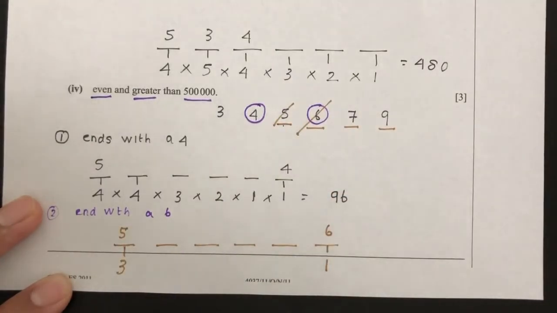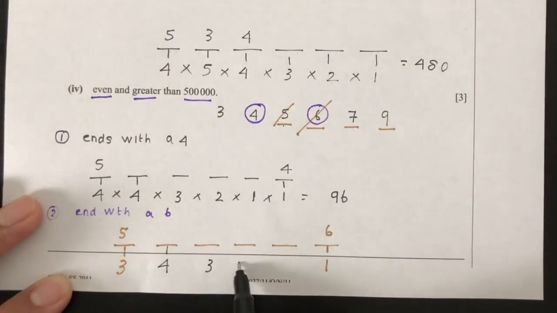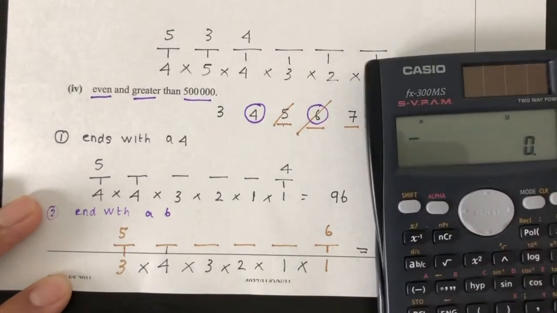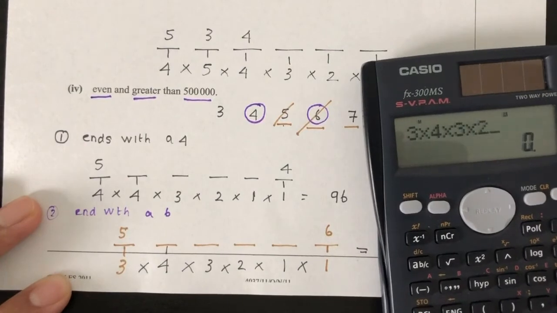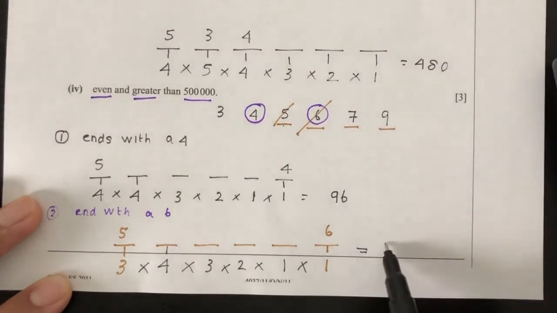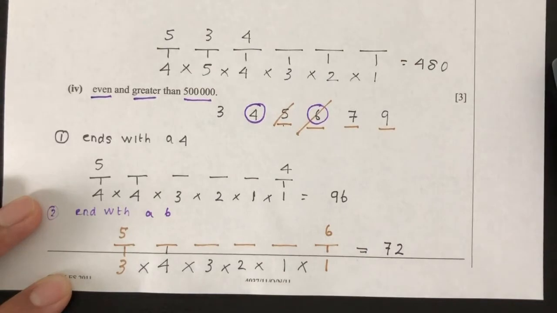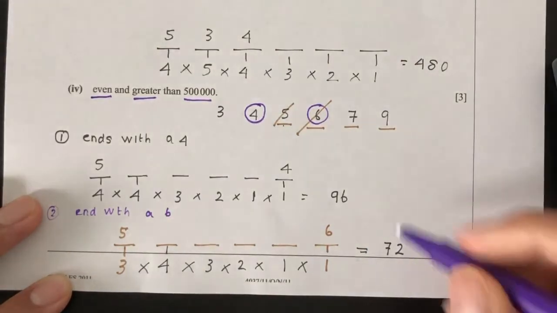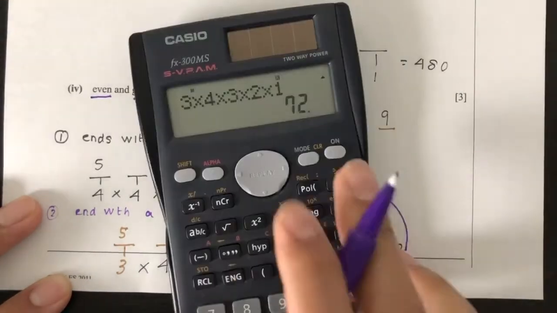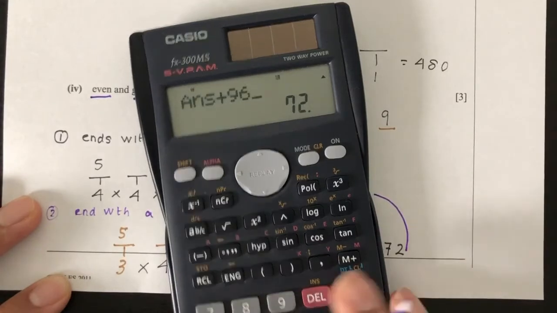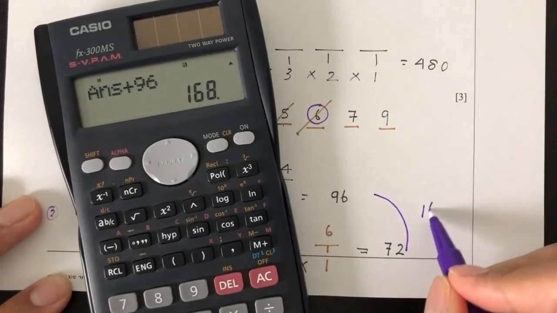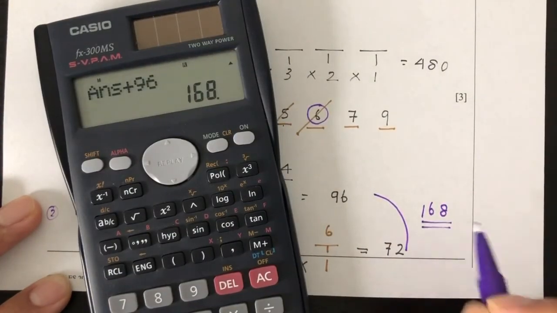And then for the rest, we can choose anything we want to. So here we have 4 options, then 3, 2, 1. So 3 times 4 times 3 times 2 times 1. That will be 72. Okay, so now for the number of numbers, we have to add those 2. So 96 plus 72, that will be 168. So your answer will be 168.